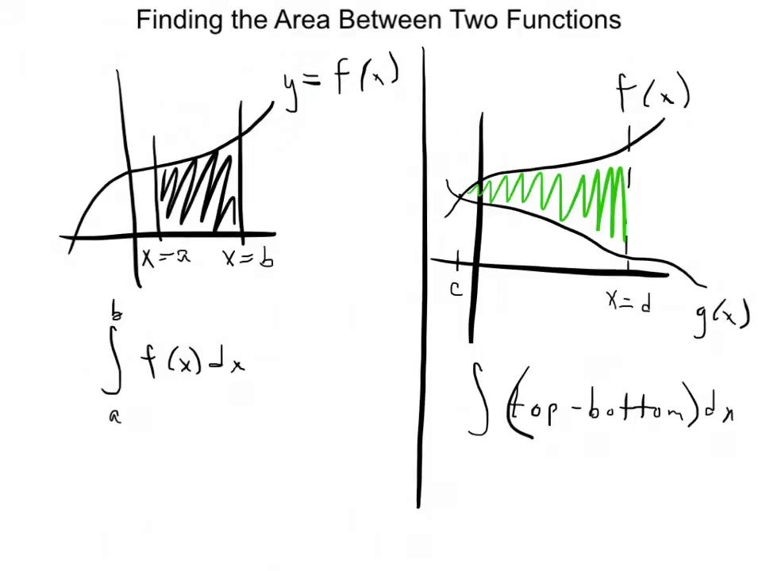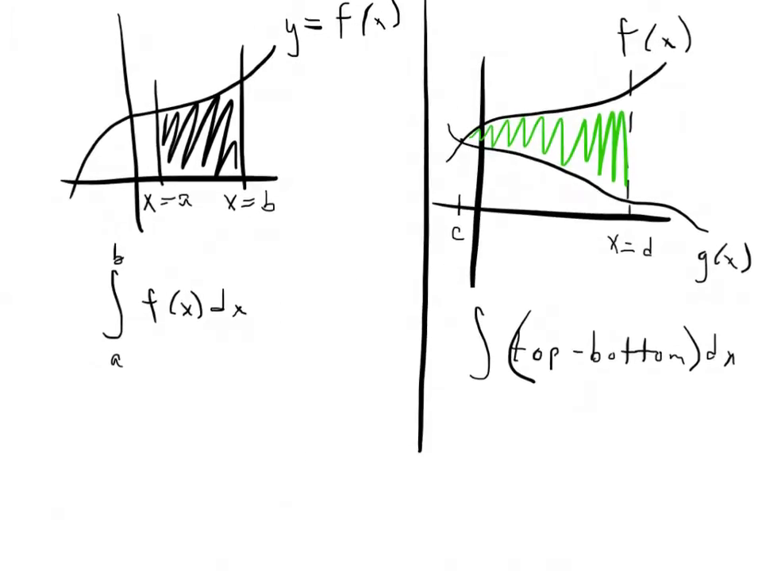And so specifically in this example, we notice that the f function is on top, the g function is on the bottom, and so we're going to have the integral from c to d of the top function, which was f of x, minus the bottom function, which is g of x. And in just a minute I'm going to get to an example of that, but I did briefly want to cover why that makes sense.